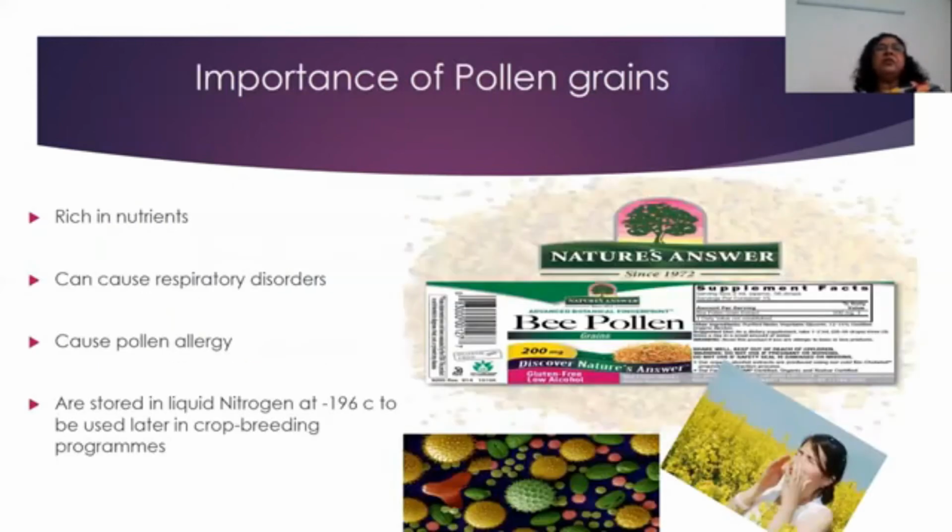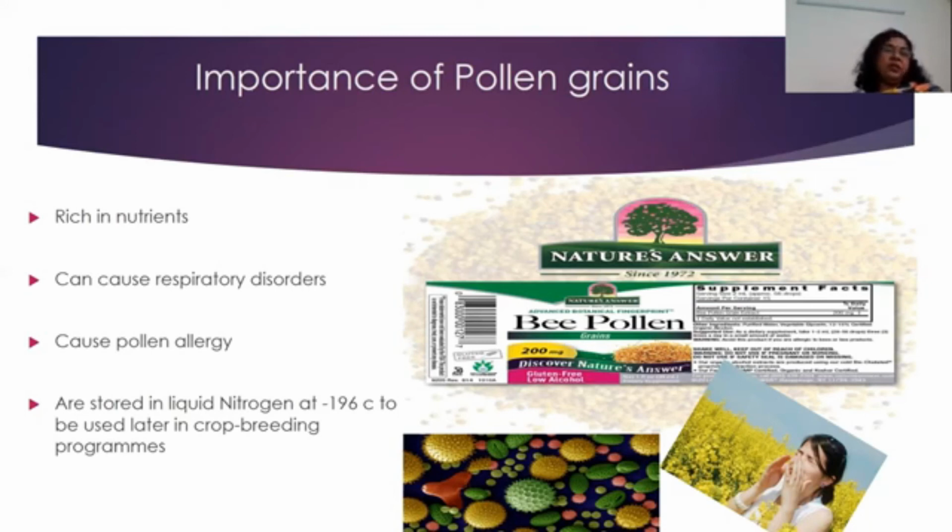Now let us talk about the importance of pollen. Children, pollen grains are rich in nutrients. There are pollen tablets, which are used as food supplements. Pollen products and syrups are also available in the market. Pollen consumption has been claimed to increase the performance of athletes and racehorses.